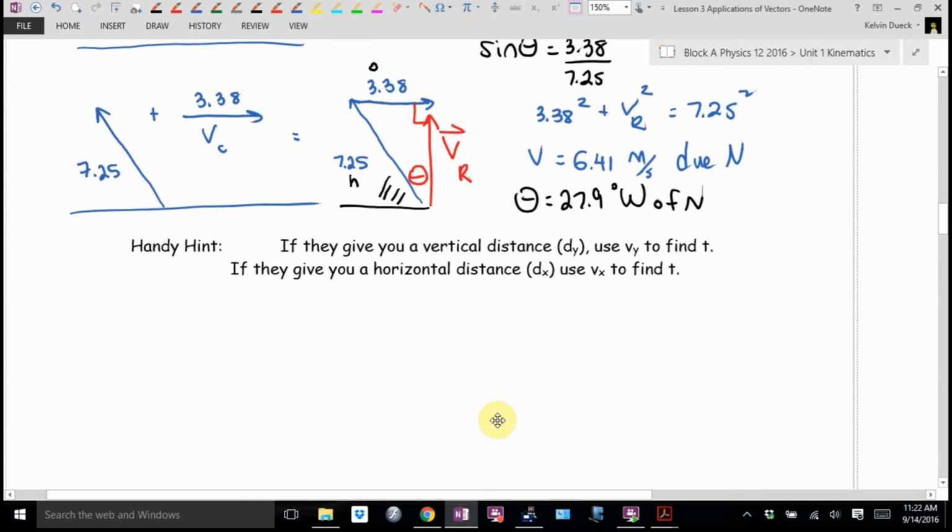Handy hint then, if they give you a horizontal distance, a vertical distance, dy, make sure you use vy, make sure your directions match in the river questions and in the airplane questions. Rarely will you use the slanty to find a time or a distance. Rarely.